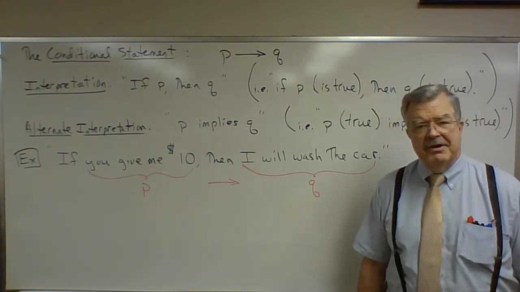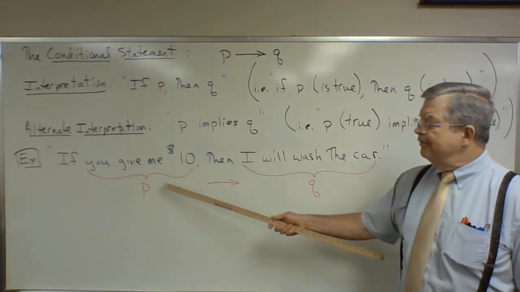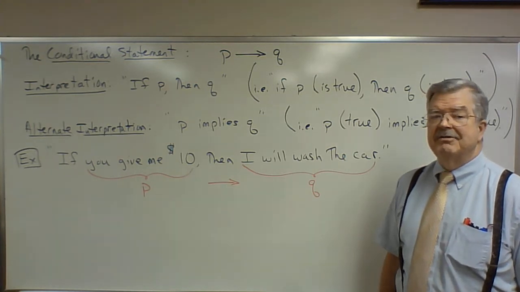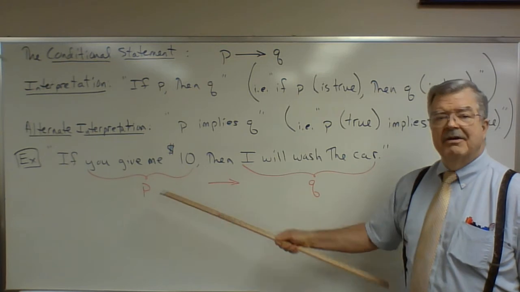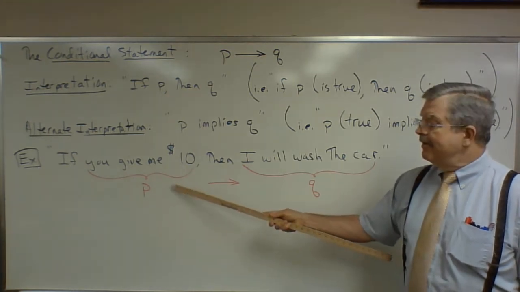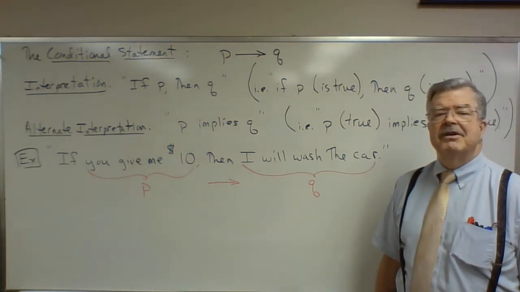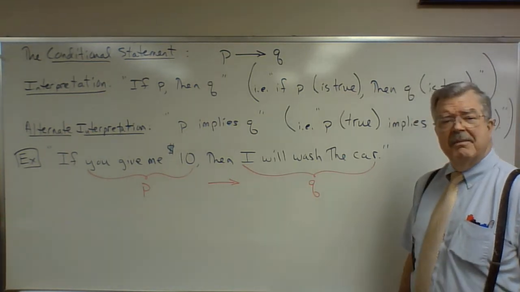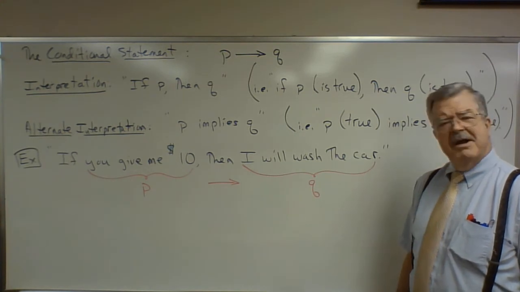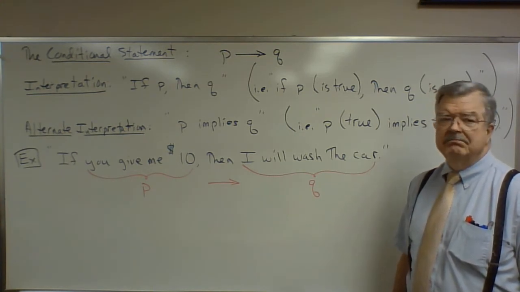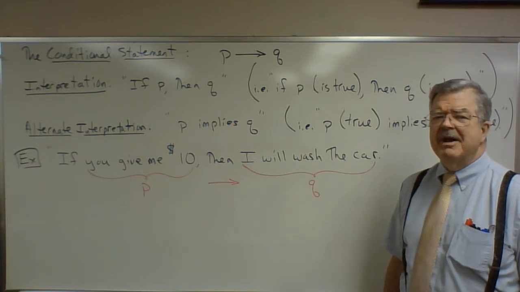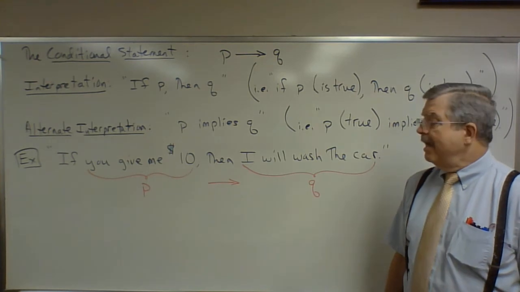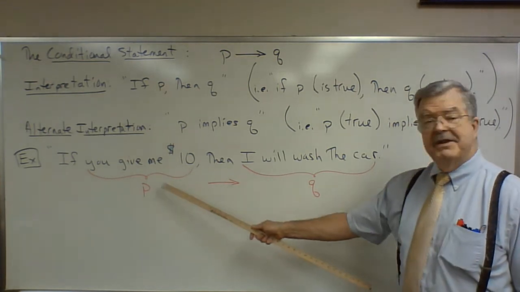Now let's look at some other cases. Let's suppose that my father doesn't give me $10. So P is false. And since my father doesn't give me $10 and I'm such an ungrateful son, I don't wash the car. Is my father mad at me? No, maybe a little disappointed, but he's not mad. Have I lied to my father? No. I didn't say that I would wash the car if he didn't give me $10.